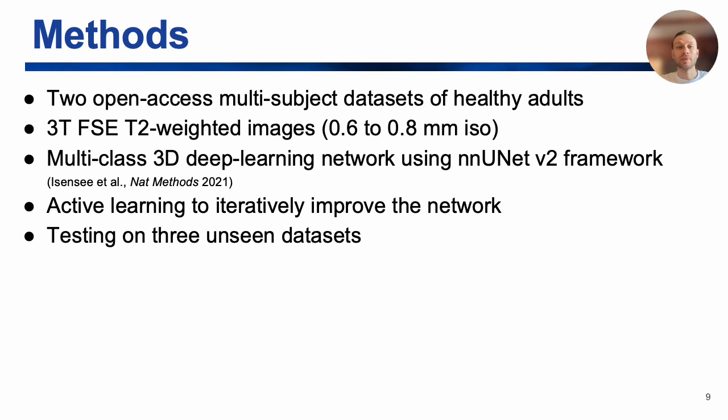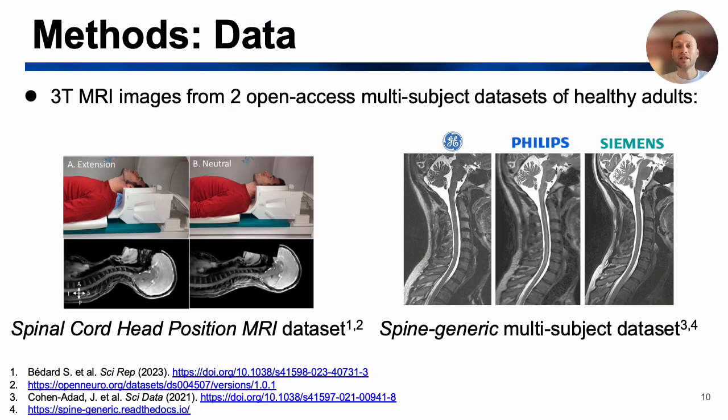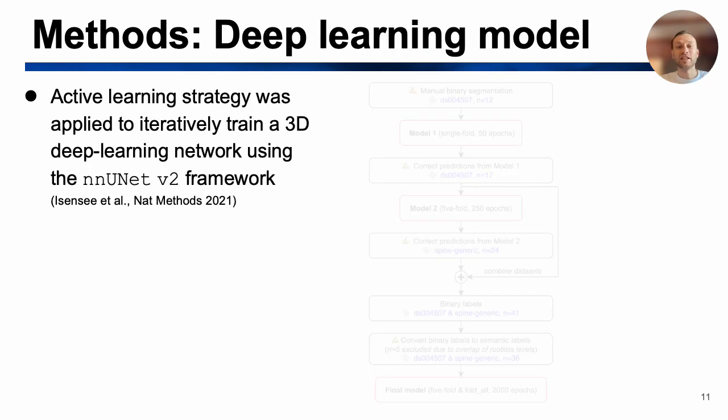Moving on to the methods. We use data from two open-access multi-subject datasets, namely the spinal cord head position MRI dataset and the spine generic multi-subject dataset. For both datasets, we use T2-weighted fast-spin echo images with 0.6 to 0.8 mm isotropic resolution. To facilitate the creation of manual ground truth labels, the segmentation model was iteratively trained using an active learning approach. First, we manually segmented spinal cord dorsal nerve rootlets on 12 images from the spinal cord head position MRI dataset and trained the first binary model.